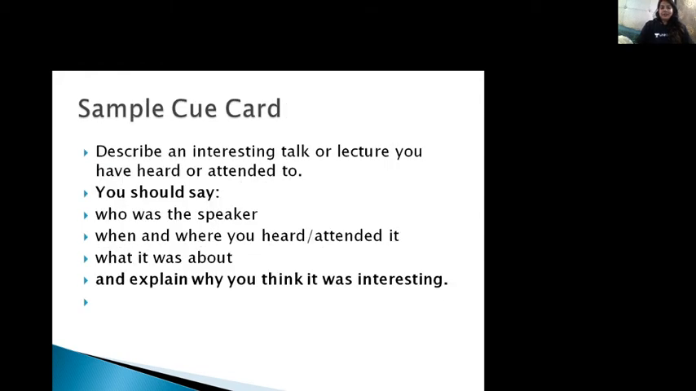You are expressing what you are, sharing your opinions upon the topic which is there on the task card. Now this is one sample cue card. The card contains this question: describe an interesting talk or lecture you have heard or attended. You should say who was the speaker, when and where you heard or attended it, what it was about, and you have to explain why you think it was interesting. Okay?